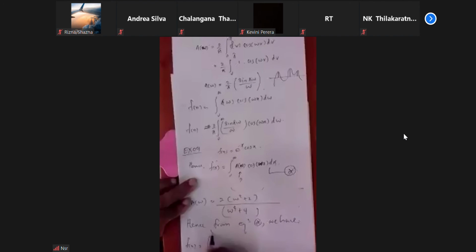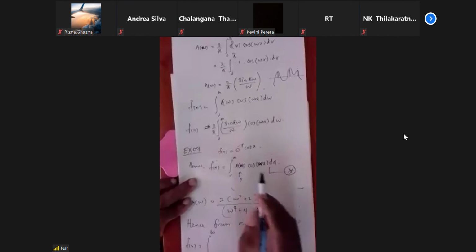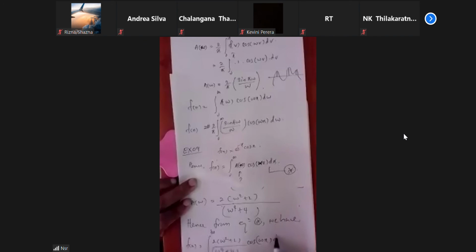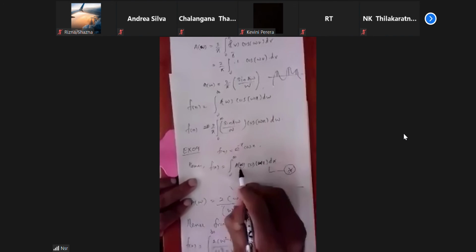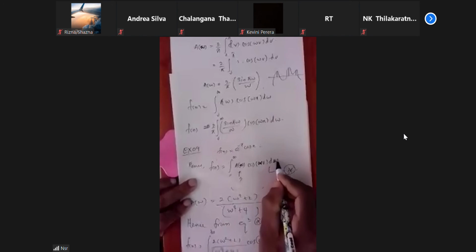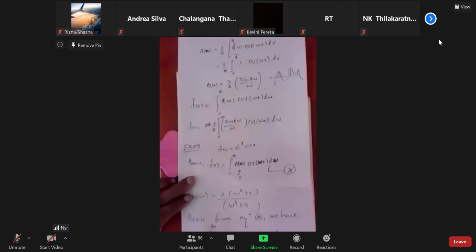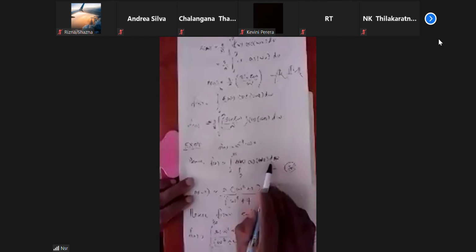Then f(x) equals integral from 0 to infinity, A omega means this one now, 2 omega square plus 2 divided by omega 4 plus 4, into cos omega x d, d omega. It should be omega, I think, not alpha, because alpha changes to omega, no? This should be the omega. D omega. Sorry. Am I correct now, Krishna? This should be omega, right? Not alpha.